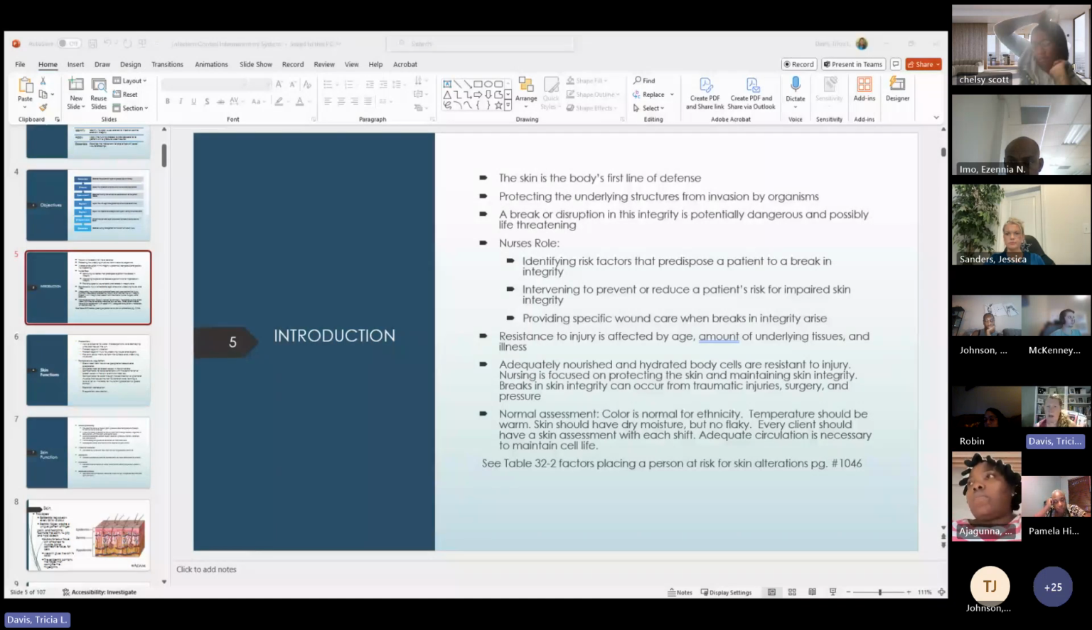So when we think about what that normal assessment looks like for our patients, their color would be normal for their ethnicity, their temperature should be warm, their skin should be dry, and we don't like it to be flaky. Obviously, this is an issue with some patients, especially our older patients, so it's good to use cream and stuff like that to keep their skin nice and moisturized. And every client should have a skin assessment with each shift. So you will have documentation that you'll have to do as a nurse.